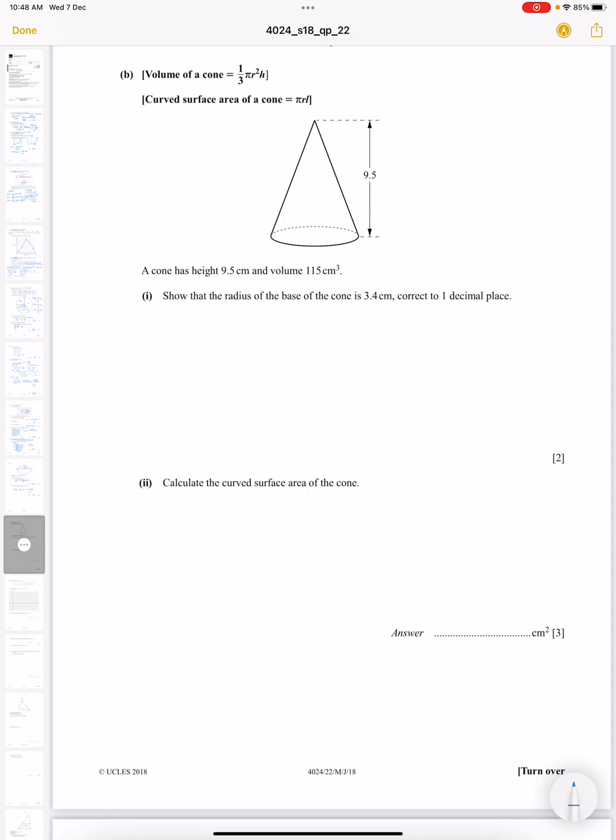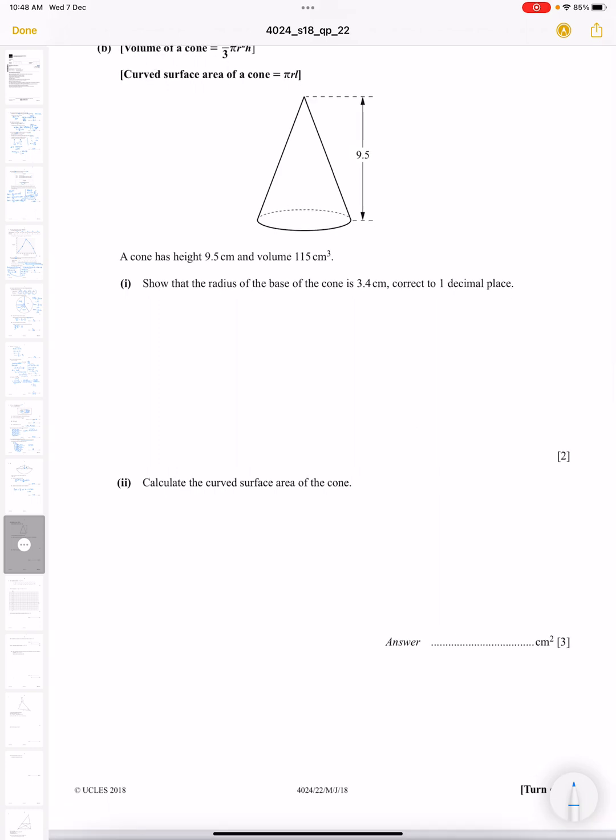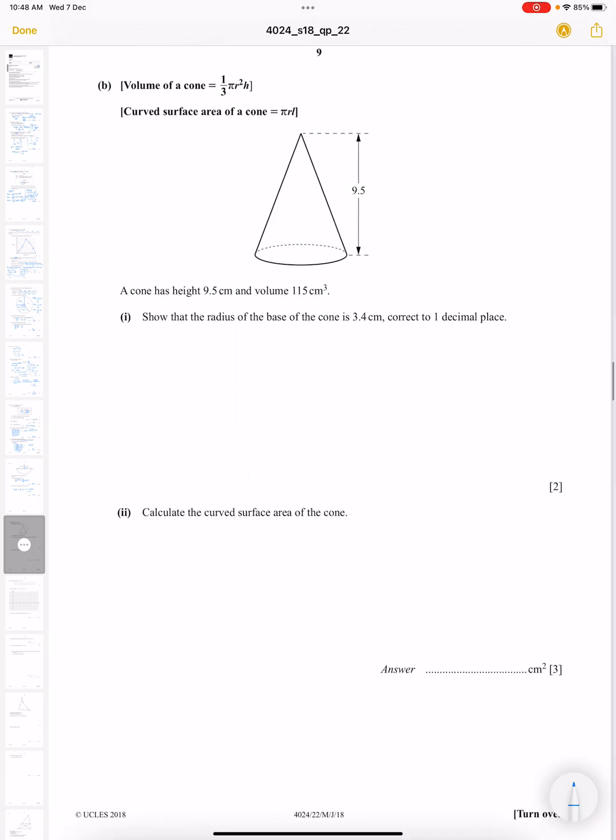Hello students, let's solve the remaining part of May-June 2018 Mathematics O-Level Paper 2 Variant 2. So the question is, we have a cone with height 9.5 centimeters and volume 115. Show that the radius of the base of the cone is 3.4 centimeters, correct to one decimal place.